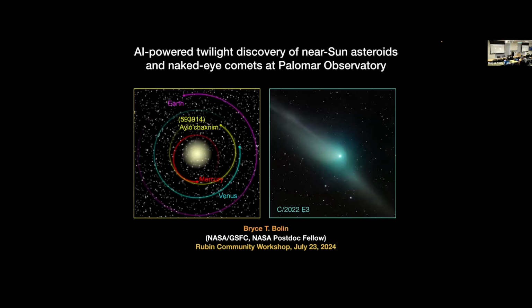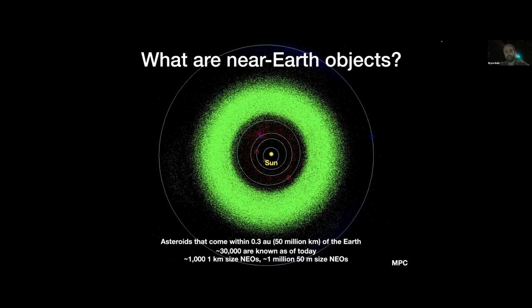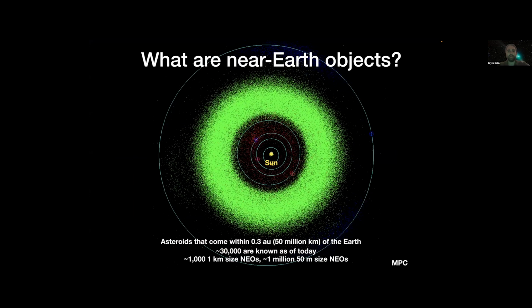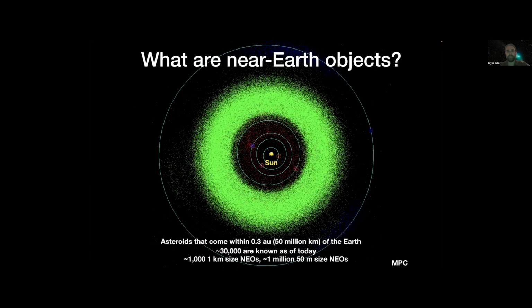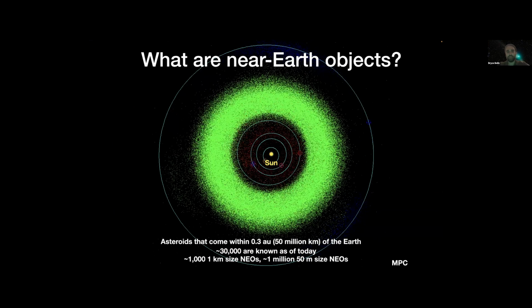Okay, well, it's great to see you all here. I'm going to talk about a topic that I think is relevant to both current day and near future science with LSST, which is the twilight discovery of asteroids interior to the orbit of the Earth and of comets. First of all, I'm going to talk about near-Earth objects. Interior Earth asteroids are a subset of near-Earth asteroids. So I'm going to talk about what near-Earth objects are first.